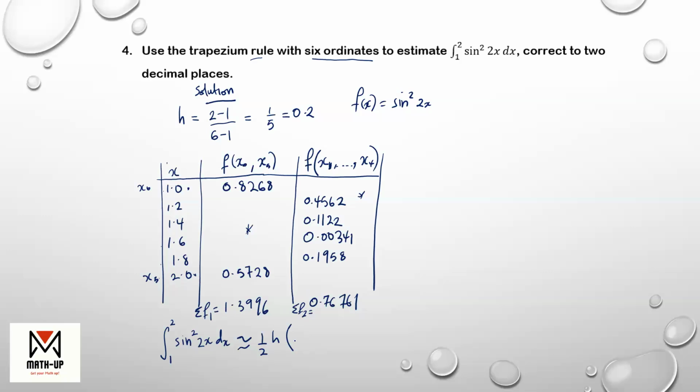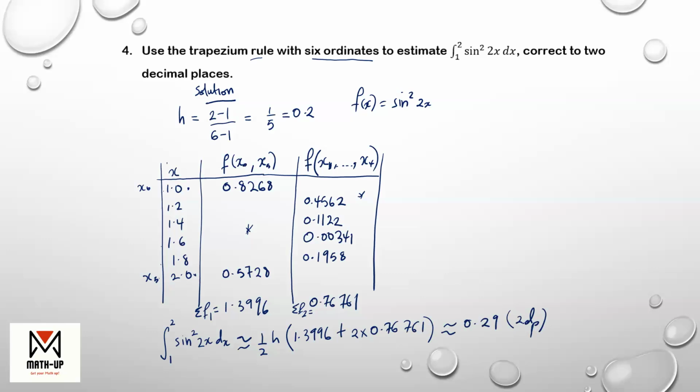So summation f1 would represent the summation of the ordinates of the first value of x and the last value of x. So here we shall have 1.3996, and here we shall have 2 times 0.76761. Evaluating this is going to give us an approximate value of 2.9, and that is to 2 dp. You could check this with the calculator to ensure that you are correct.